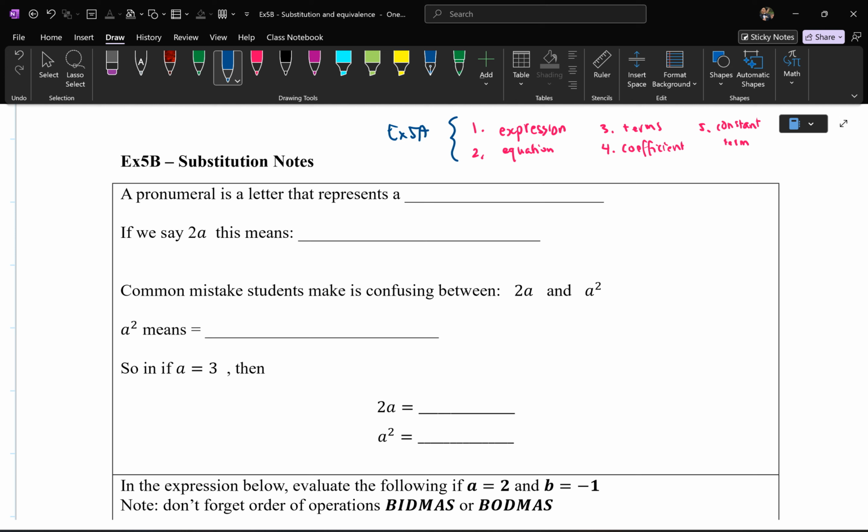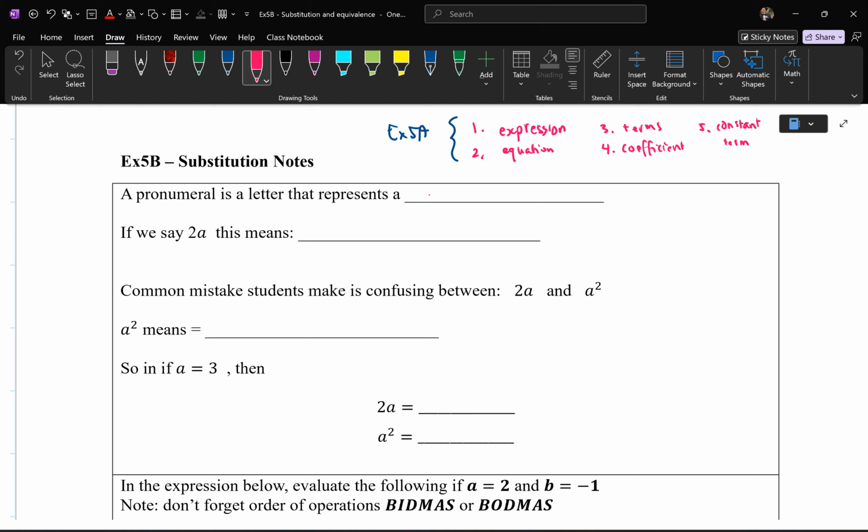I am going to do a summary so that you can understand what is an expression, what's an equation, what is a term, what is a coefficient. Okay? So let's start off with the notes for 5B. 5B is called substitution. So once you know what an expression is, you know what an equation is, we are now going to utilize that information to then substitute values in. So let's start off. A pronumeral is a letter that represents a, anyone know?